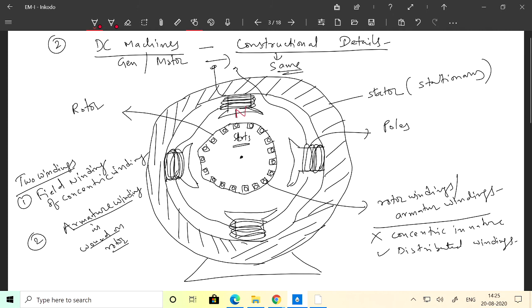This is north pole, south pole, north pole and south pole. It is going to form like this. The magnetic fluxes come out from the north poles like this. They will be coming out from the north pole.